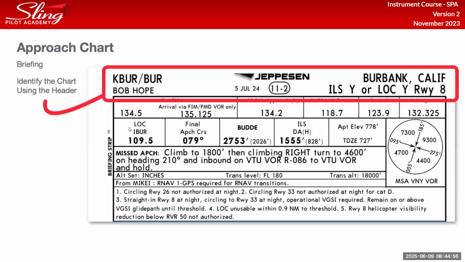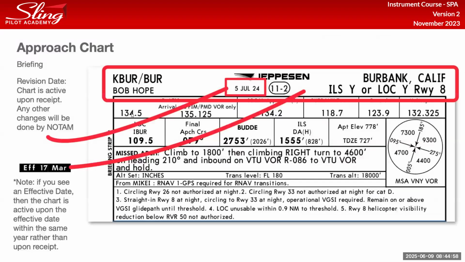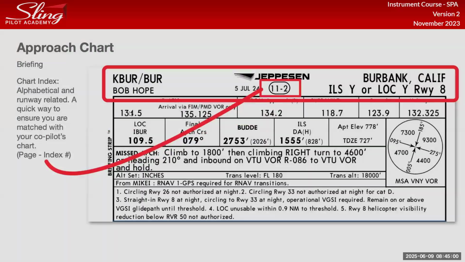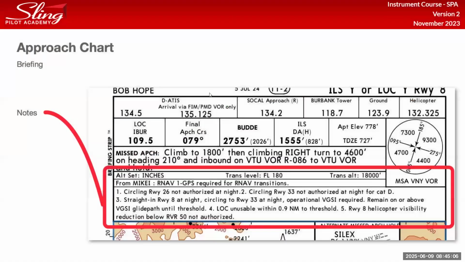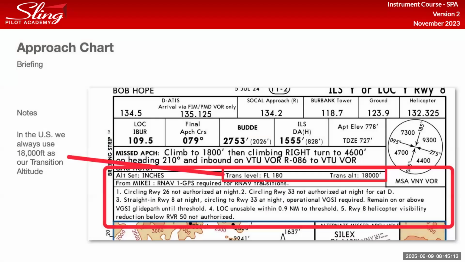Yeah, so we went over all this. This is just the chart index, like where it's found. Talked about the notes. Altimeter setting is in inches, transition. We always use 18,000 feet, right? So that's for class alpha.